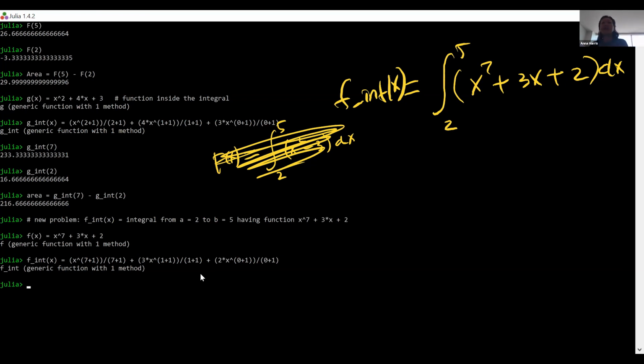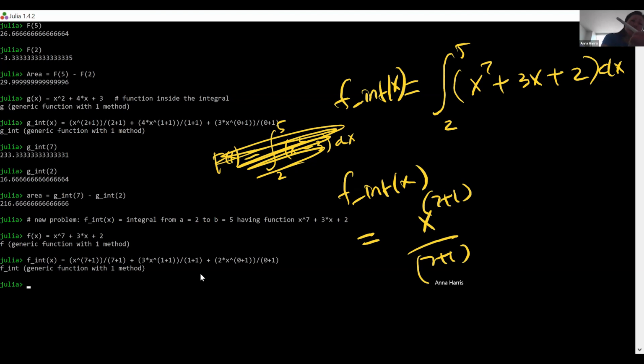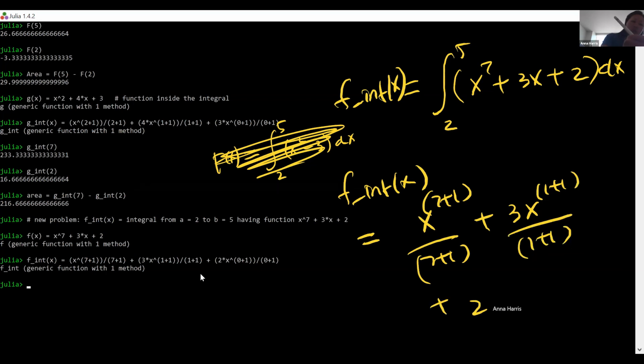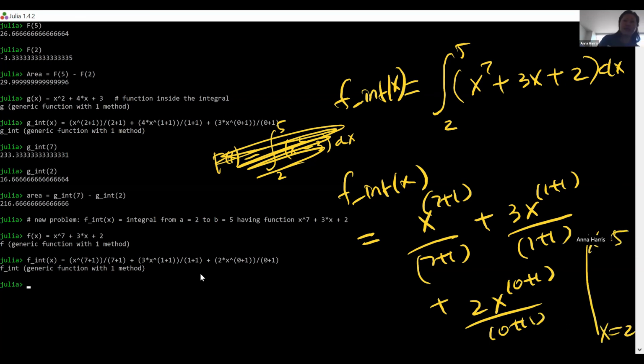All right, so that is my F integral. So I'm done with my work. Pretty much all the things to be done, I'm done. So F integral of x is x to the 7 plus 1, everything divided by 7 plus 1, plus 3 to the x, 1 plus 1, everything divided by 1 plus 1, plus 2, x, 0 plus 1, everything over 0 plus 1. And I'm going to calculate everything between x equal to 2 to x equal to 5.